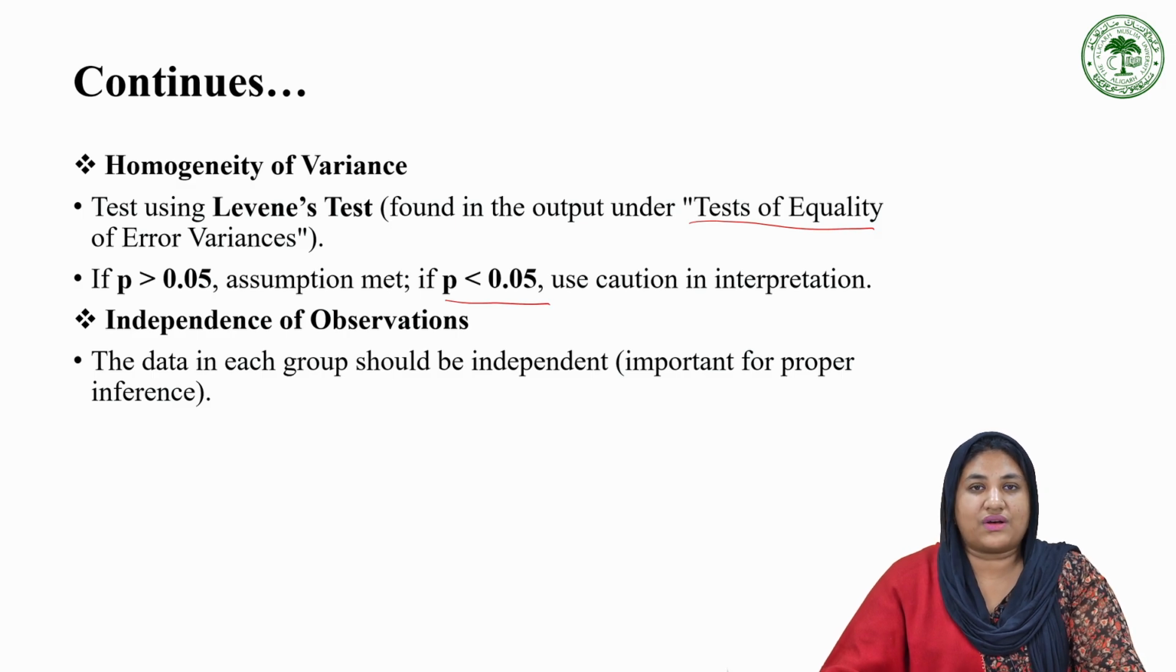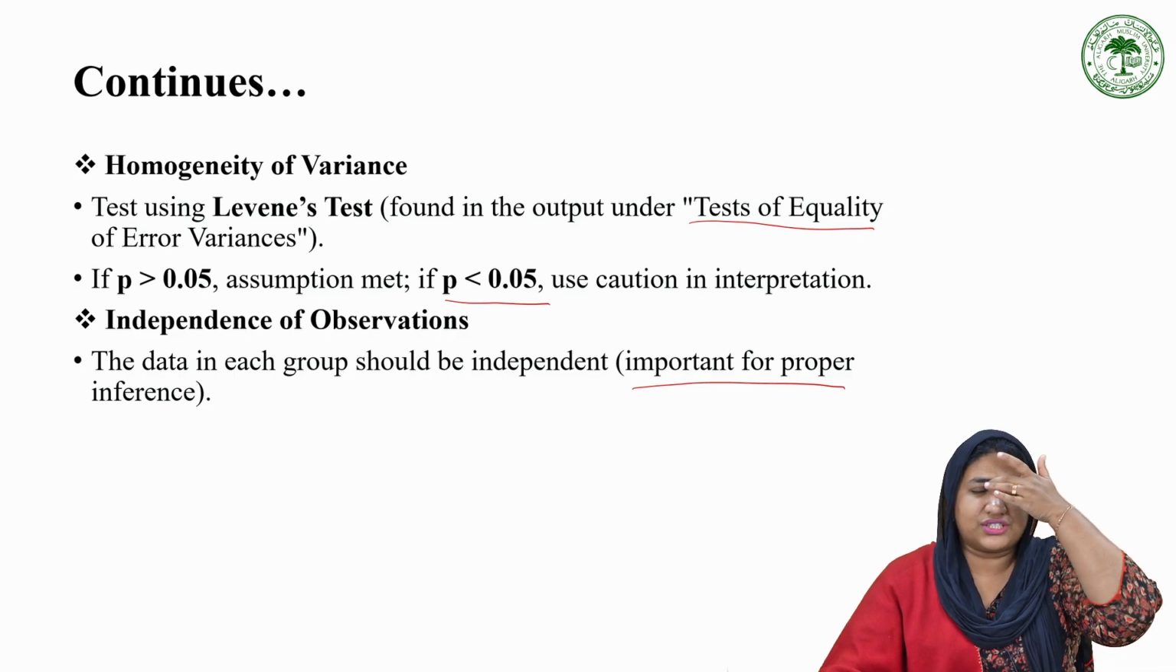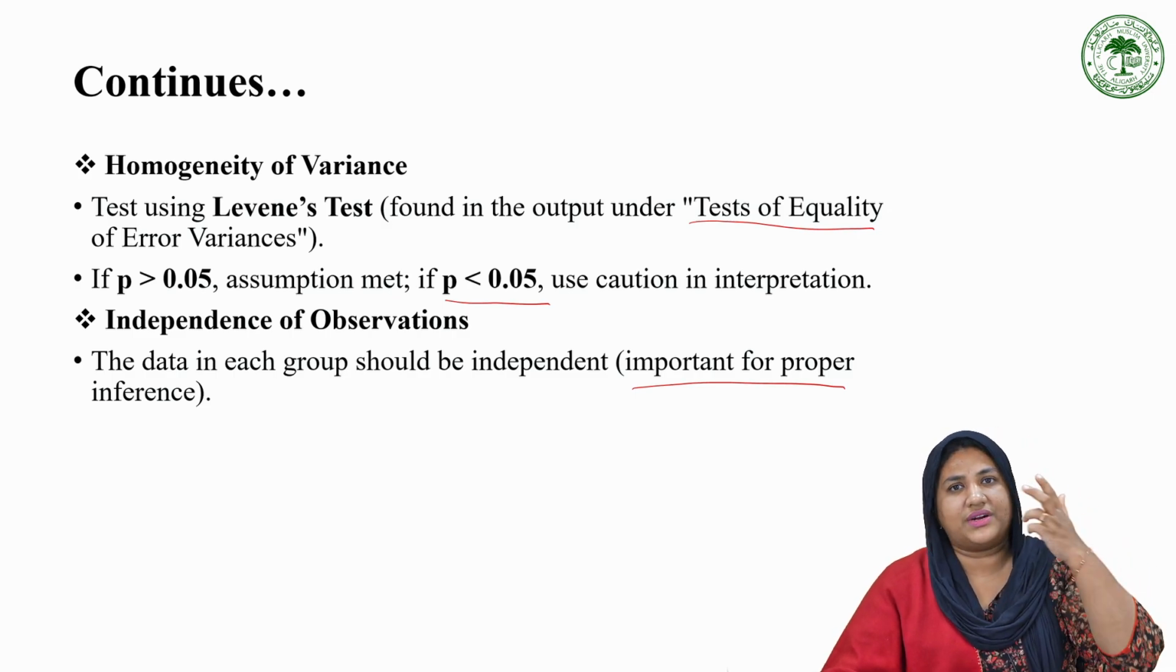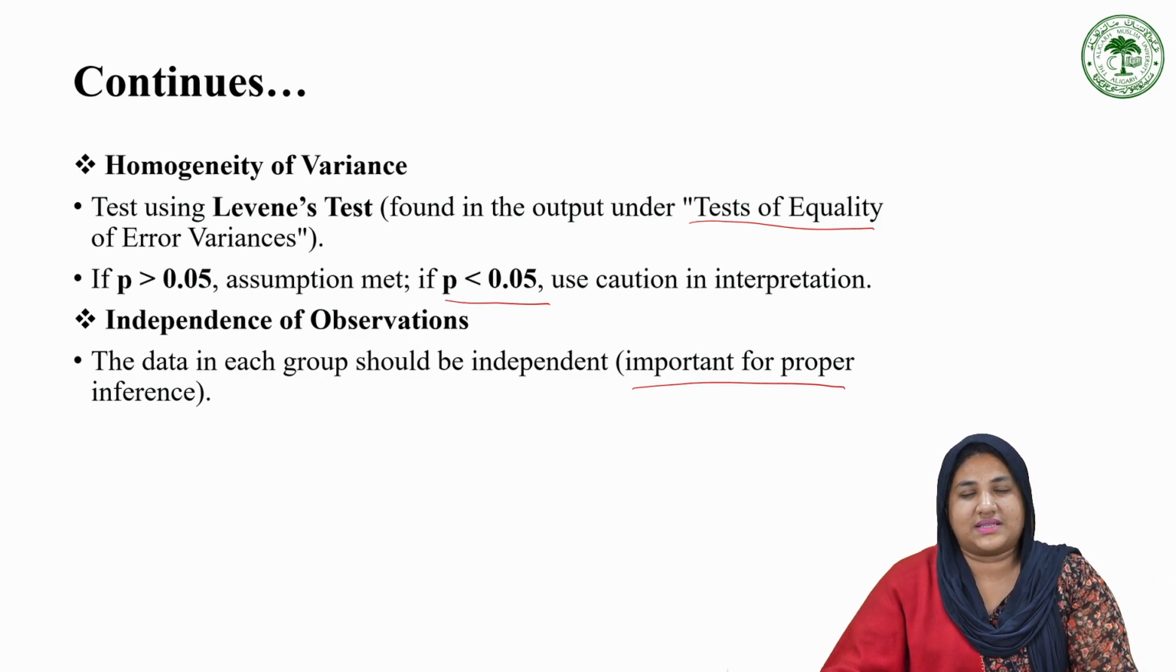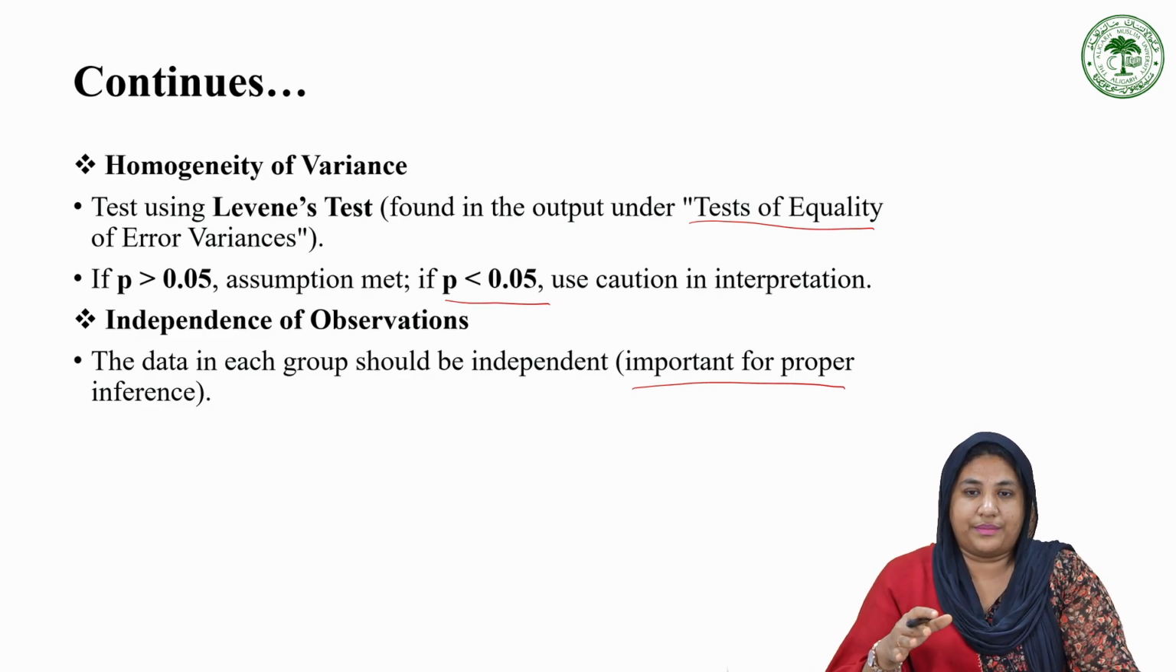Now, independence of observation. The data in each group should be independent. In order to ensure proper inferences, you should be very particular that the observations are independent. That means the data in each group should be independent of each other. Our data was also independent. That means the test score, gender, and the teaching method. So the data in each group should be independent so that proper inferences can be made.